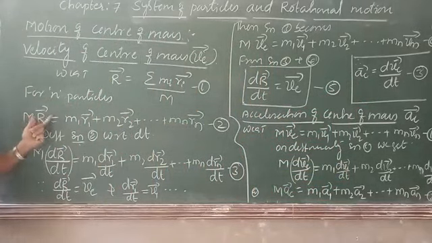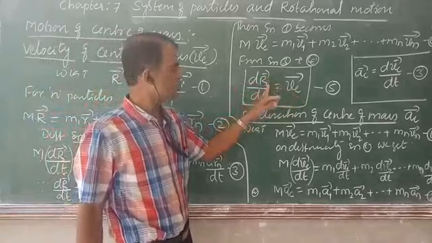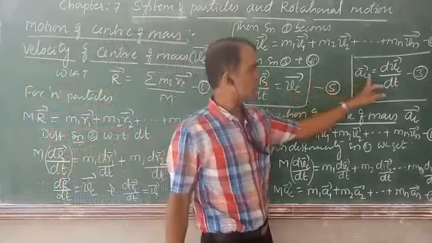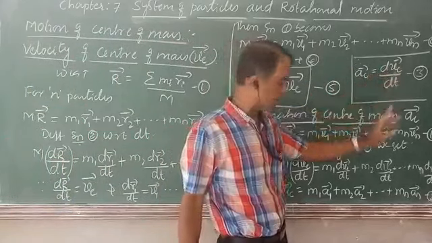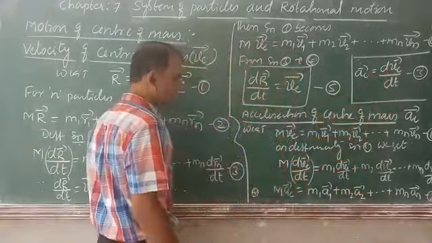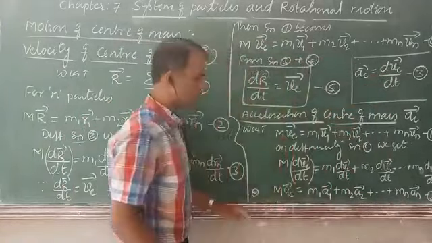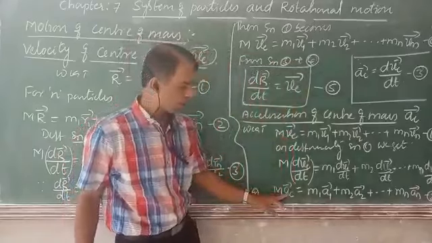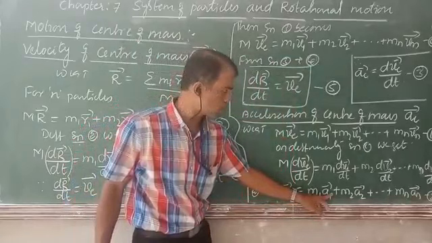Velocity of center of mass is vc equal to dr by dt. Acceleration of center of mass is ac equal to dvc divided by dt. So again, from Newton's second law of motion, the product of mass into acceleration is nothing but force.